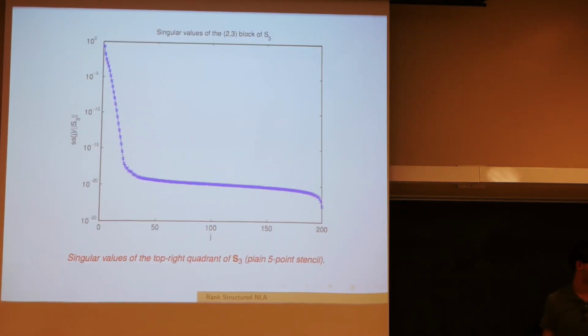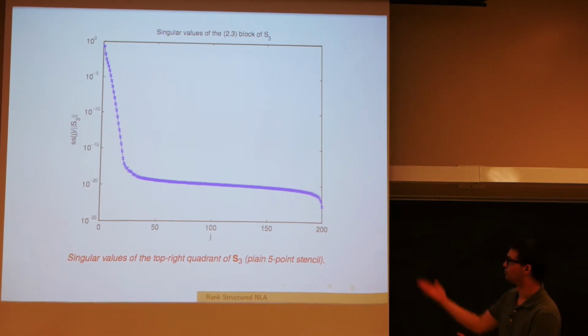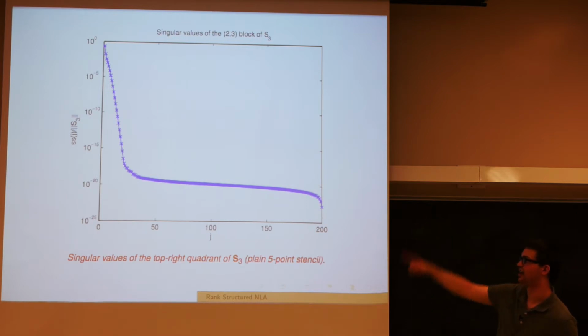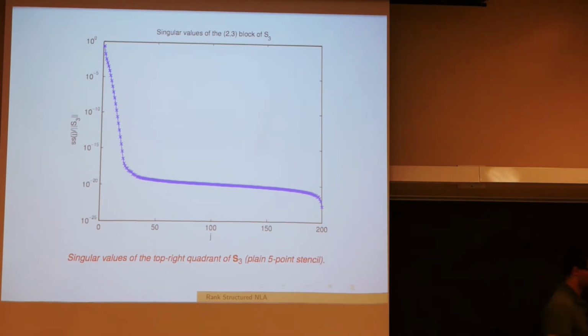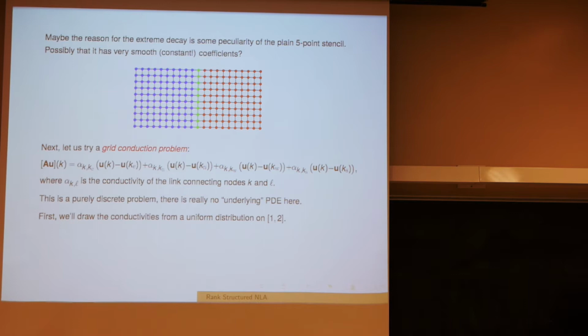Okay, and again, this just graphs the singular values. And again, for our basic 5-point stencil problem, we see they decay very quickly. Even though none of them are zero, so it'll be a totally dense matrix, they're basically adding nothing past the first dozen.